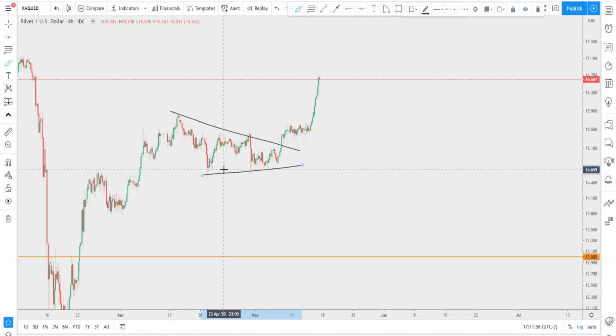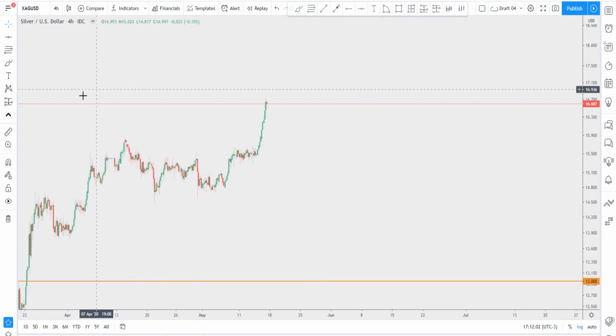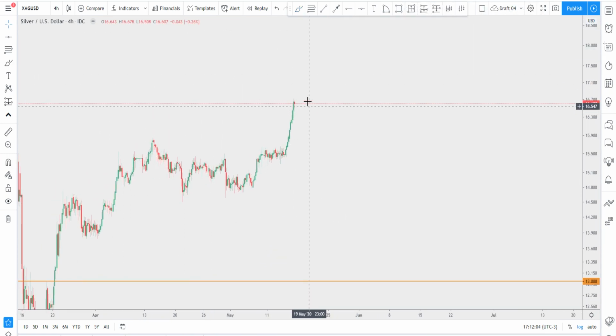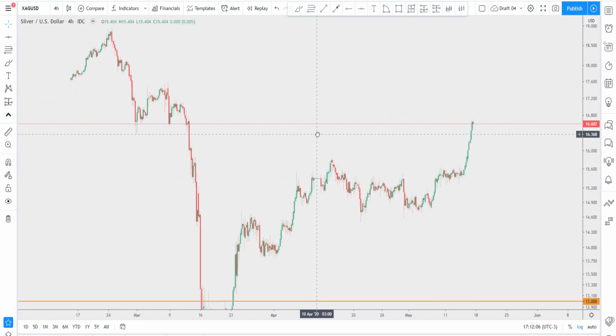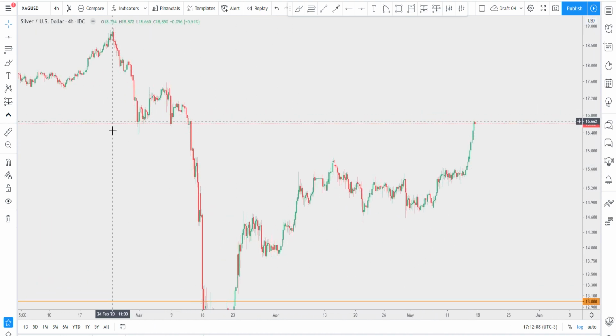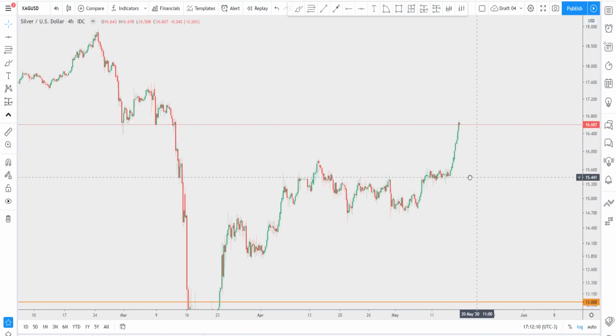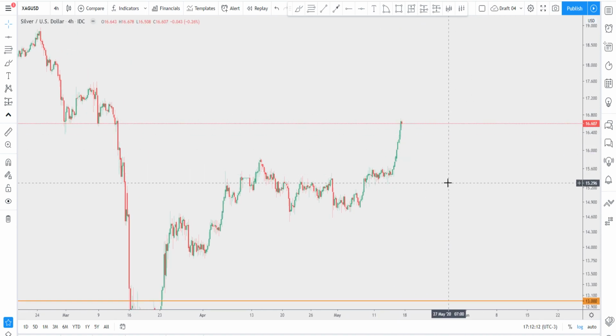It's like an asymmetrical triangle, but it's bullish as well. It wasn't clear on the daily. And now we have this inverted hammer here below the key resistance, which is a level for me to watch.